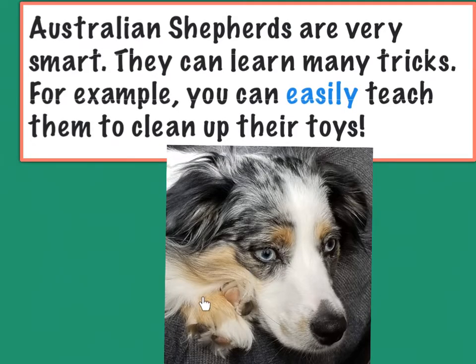This is my dog. Isn't she cute? That's Zoe. Yep, she's cute and super smart. Listen to what I wrote about her. Australian Shepherds are very smart. They can learn many tricks. For example, you can easily teach them to clean up their toys.